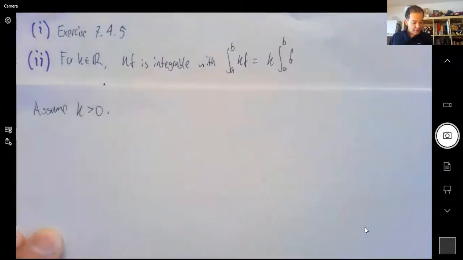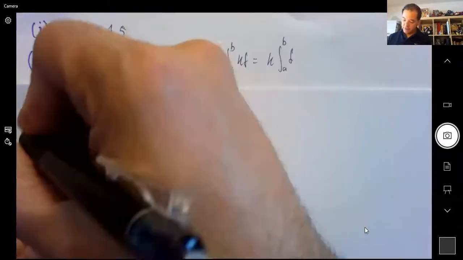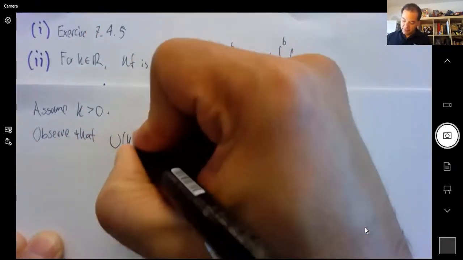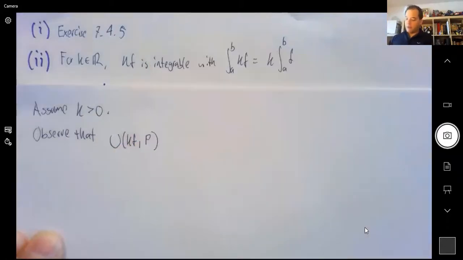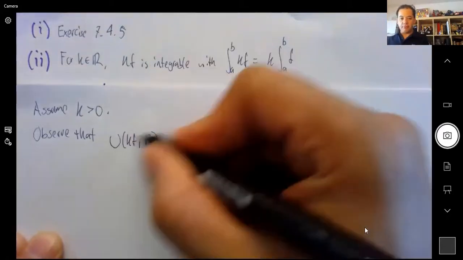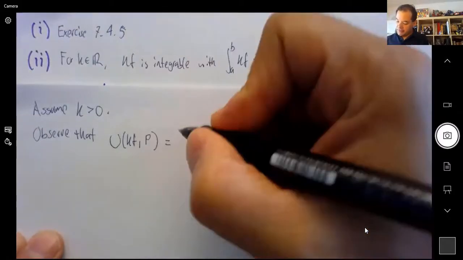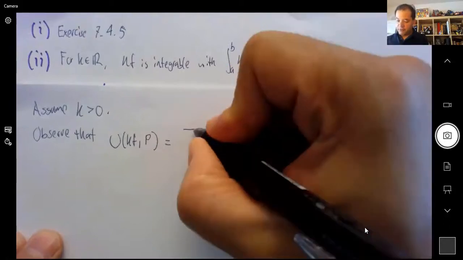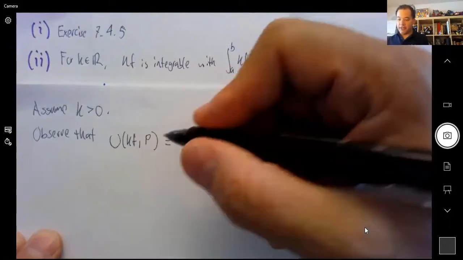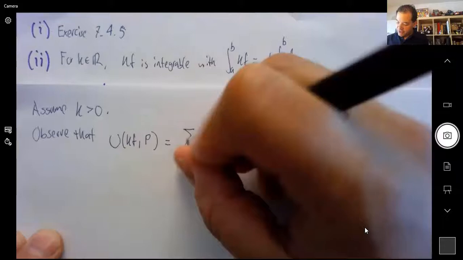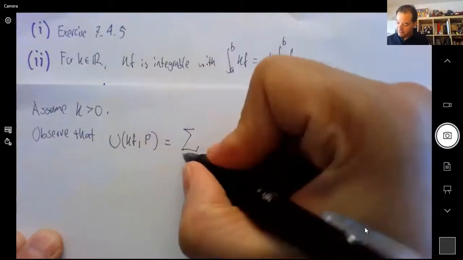Okay. Now here's the thing. You should realize that this clearly happens. So observe that if you do U of kf with respect to any partition, what is this one? Let's remember what this stands for. It's a sum, right? Depending on the partition. If the partition is the x_i's, then this is a sum from j equals 1 to n.